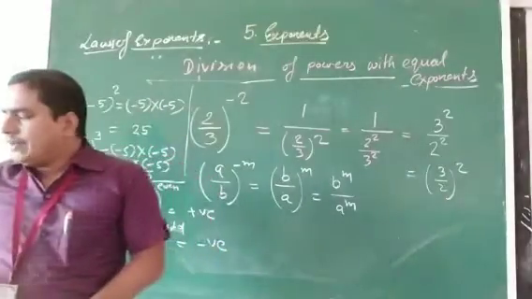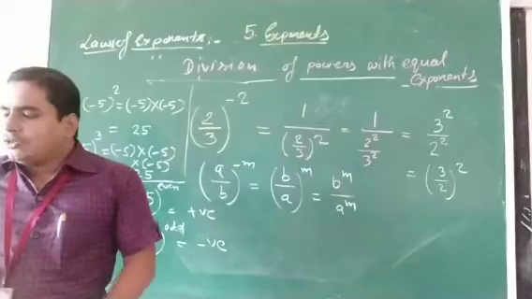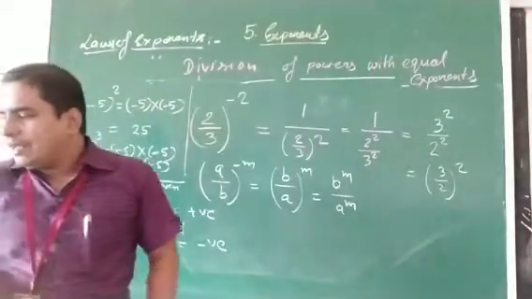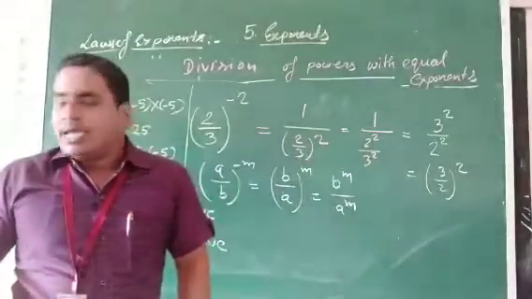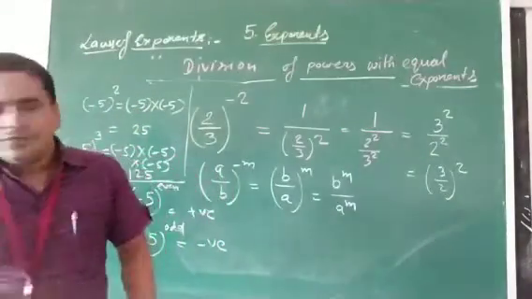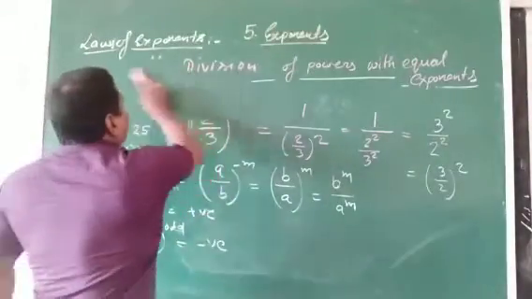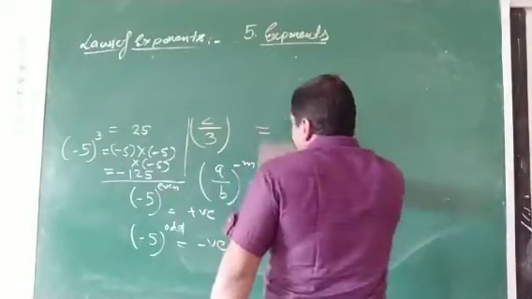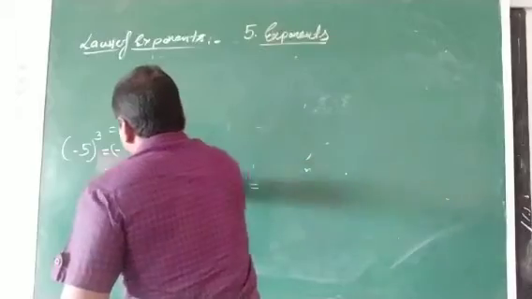Now, some examples are given. When you try to solve examples, if you have any doubt, you can ask. Here, one example is given: Example number 6, page number 82. See how we will solve the examples, and then we will proceed with the exercise.